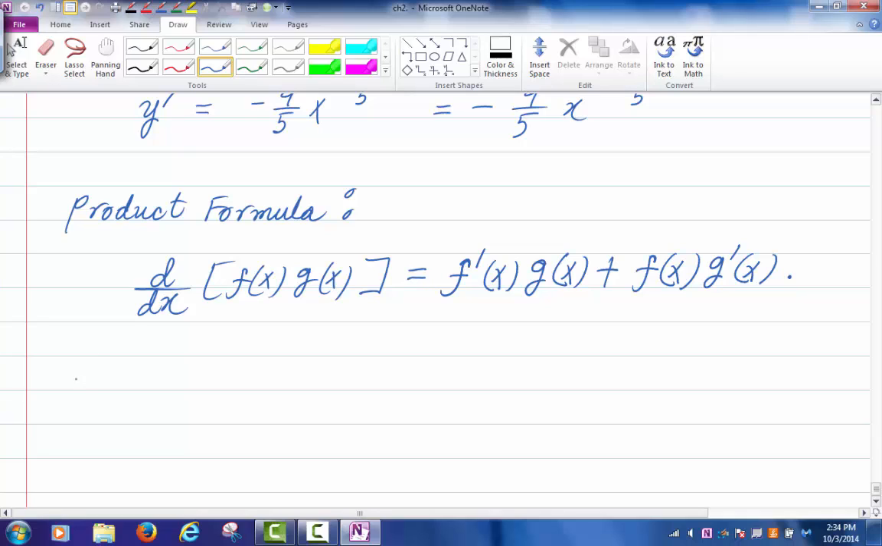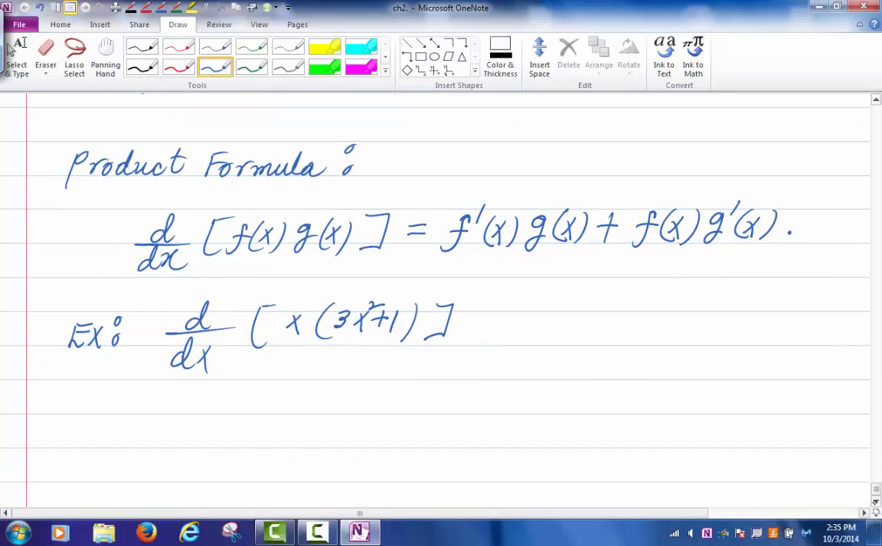Once again, the underlying assumption here is that the derivatives of f and g exist at x. Okay, so let's see how this is applied. Let's say I want to take the derivative with respect to x of x times 3x squared plus 1.